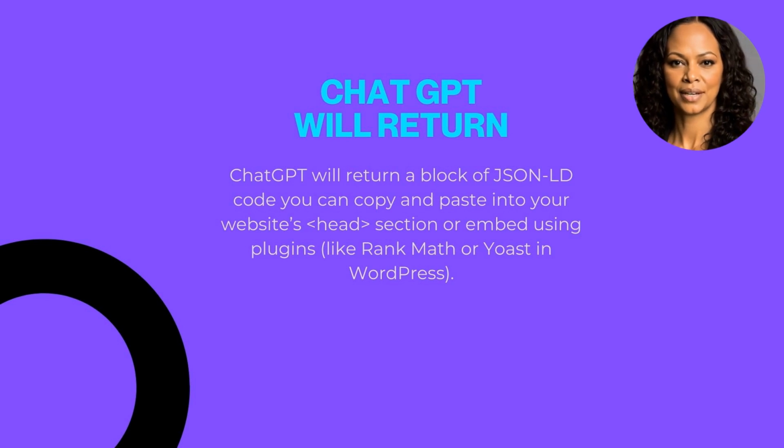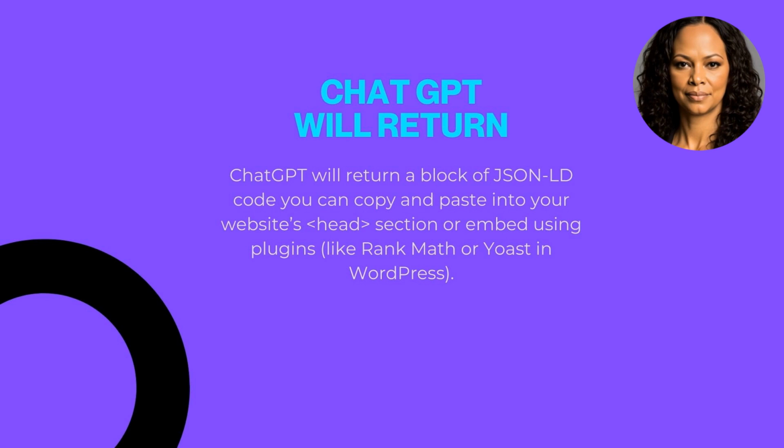ChatGPT will return a block of JSON-LD code you can copy and paste into your website head section or embed using plugins, like Rank Math or Yoast in WordPress. You can do this for product pages, local business info, blog posts, event listings. Once you add the code, you can check it.